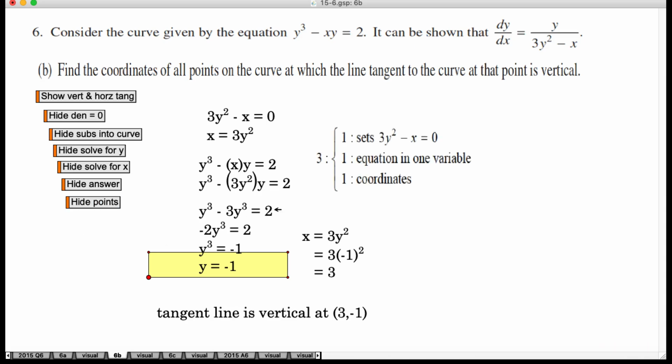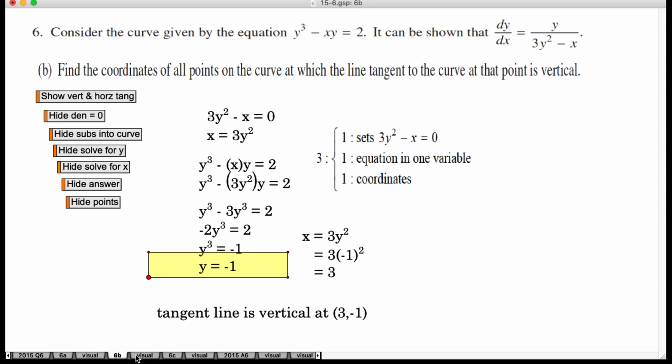Here's the points they gave us. They gave us 1 point for setting the denominator equal to 0. So even if you're not sure what to do sometimes, always do what you think of. The denominator's got to be equal to 0 for the slope function to be undefined or vertical. And then you got 1 point for the equation in one variable. It means you had to know enough to substitute into the curve, and any of these would be correct. You have these three right here: an equation in one variable, and then 1 point for the coordinates. So there's your 3 points there.